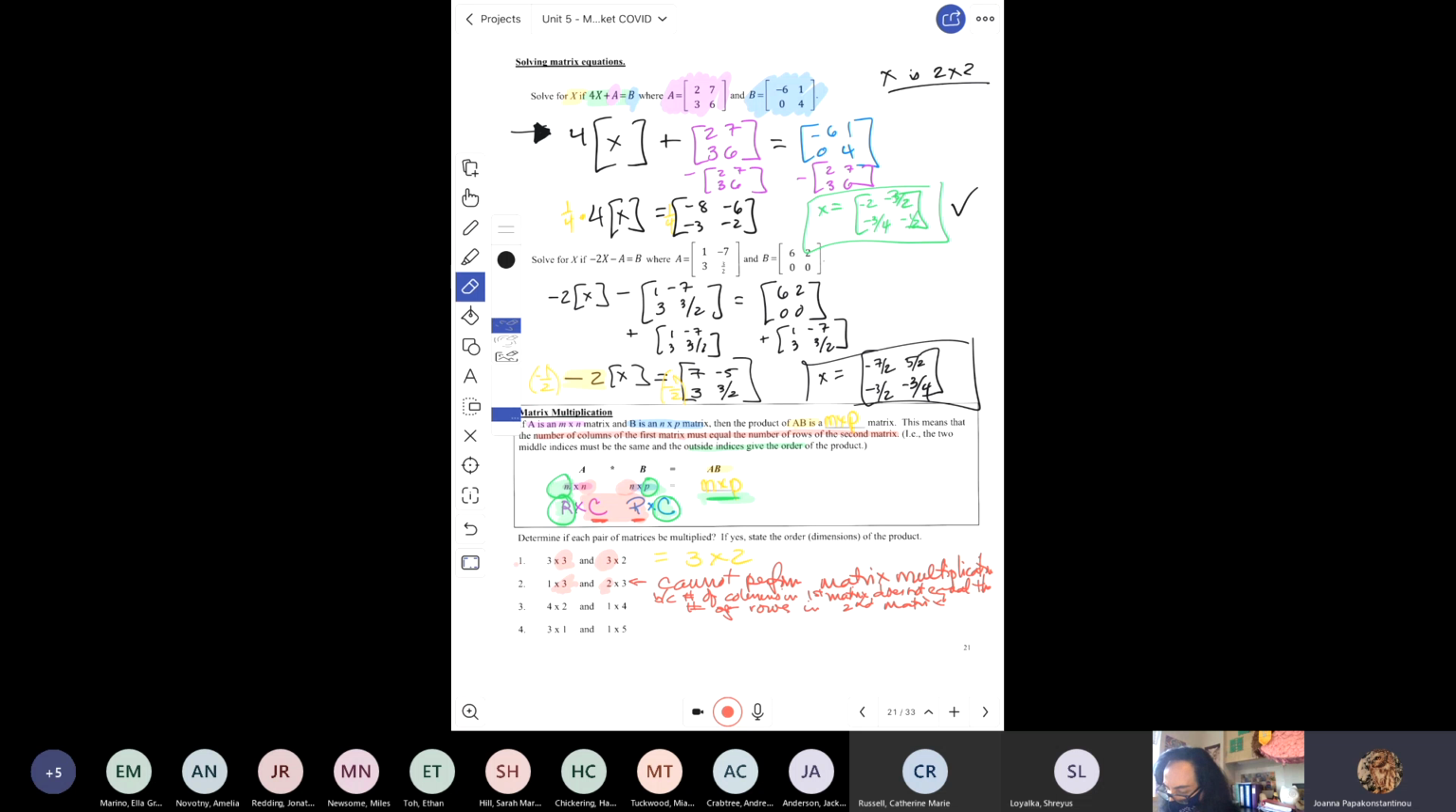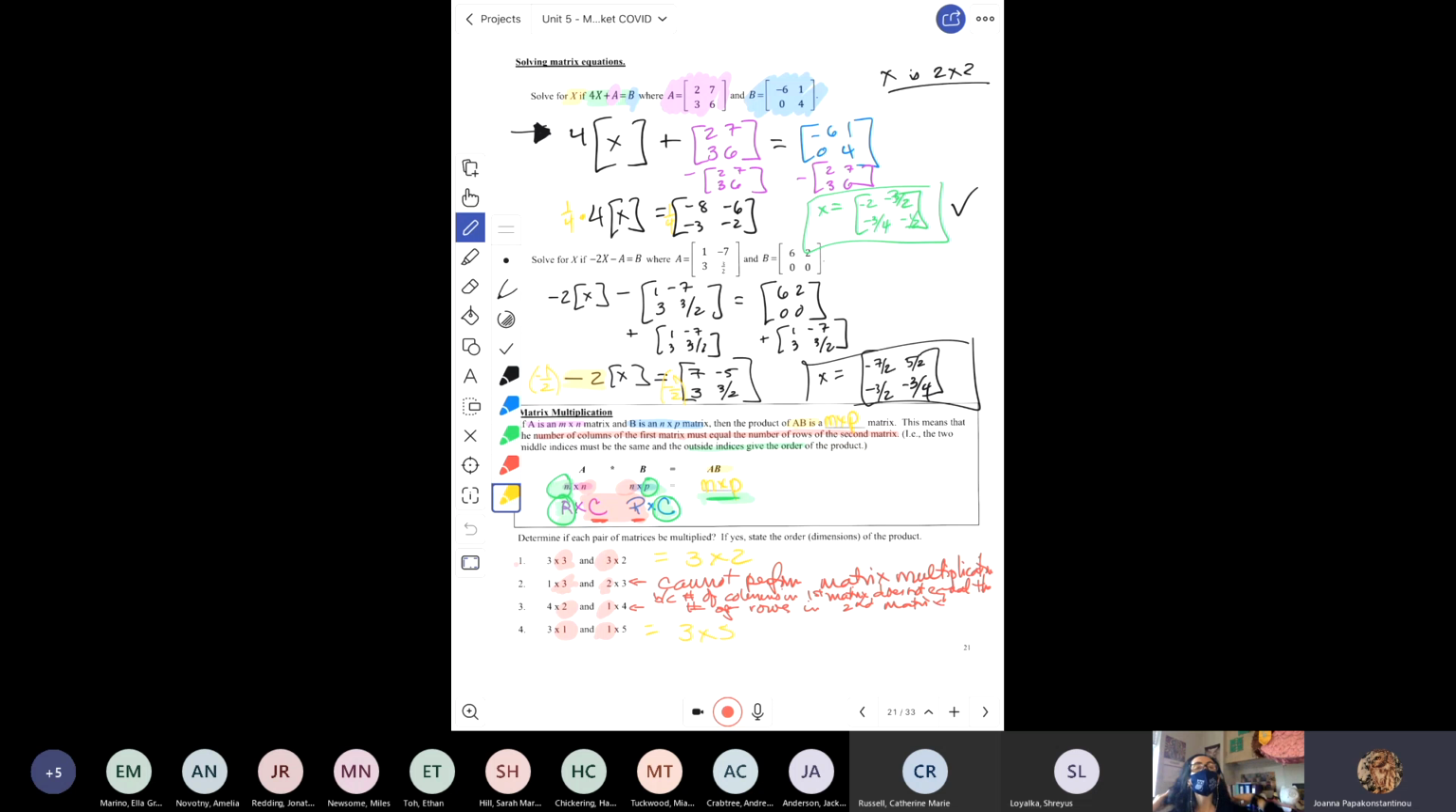Okay, what about the next example? Can I perform matrix multiplication on these two matrices in this order? No, again, these are not the same, so I would use the same justification. But you have to explain why you can't perform it. What about the next example? Can I perform matrix multiplication on these two matrices in this order? Yes, I can, because the number of columns in the first matrix equals the number of rows in the second matrix. The resulting matrix is going to have what order? It is going to be a 3 by 5.